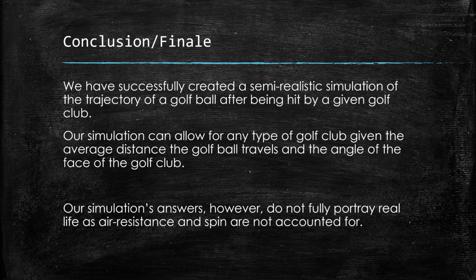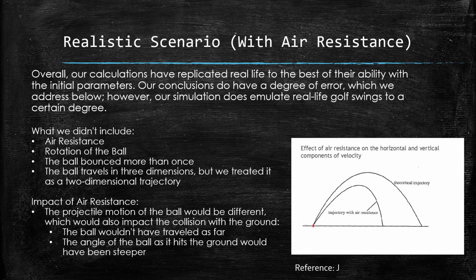In conclusion, we have completed a semi-realistic simulation of a golf ball after being hit by a given golf club. Our simulation can allow for any type of golf club given the average distance the golf ball travels and the angle of the face of the club. Our simulation's answers, however, do not fully portray real life, as air resistance, spin, and the z direction are not accounted for. The last thing that we wanted to talk about was whether our scenario was realistic or not, and a lot of that has to do with air resistance. Overall, our calculations replicated real life to the best of their ability with the initial parameters that we gave it. So our simulation is fairly accurate.